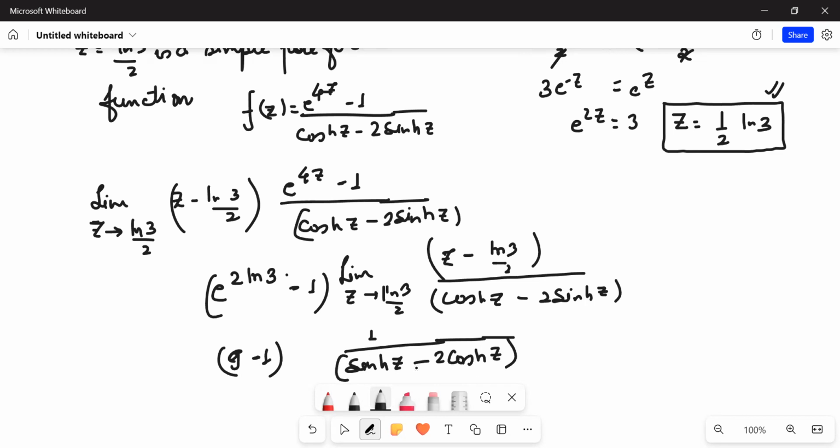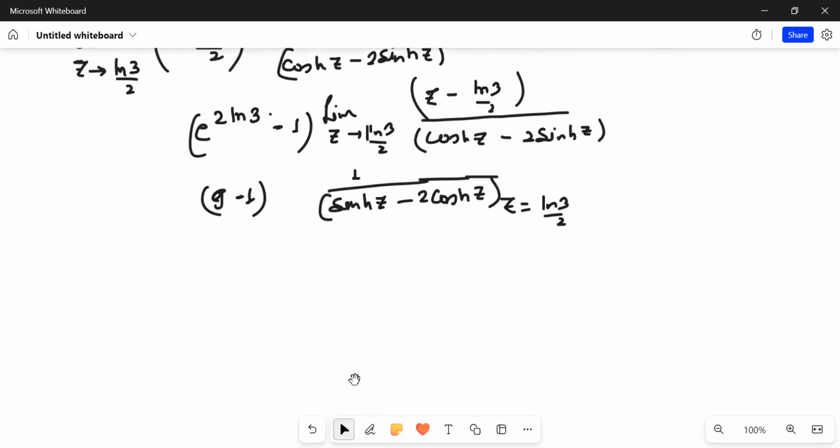Okay. And all this thing we have to evaluate at z equals ln 3 by 2. If I evaluate this thing at z equals ln 3 by 2, what would I get? So let me evaluate here. So what is sinh z? It is e to the power z minus e to the power minus z, divided by 2.